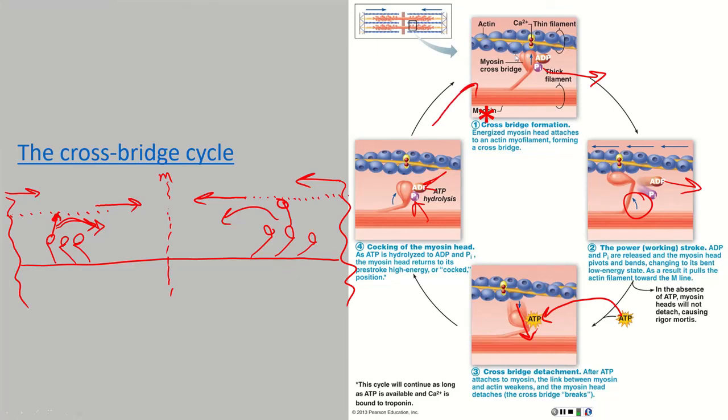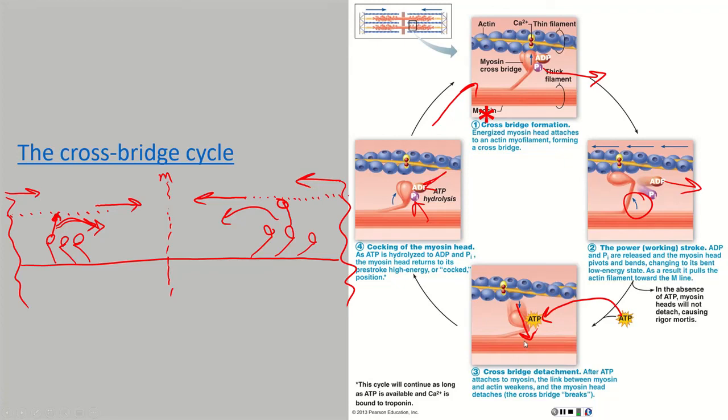So we get formation of a cross bridge, knocks the inorganic phosphate off. Stronger bond, knocks the ADP off. We get a power stroke. Once we get the power stroke, ATP really likes the myosin. It attaches, it breaks the cross bridge.